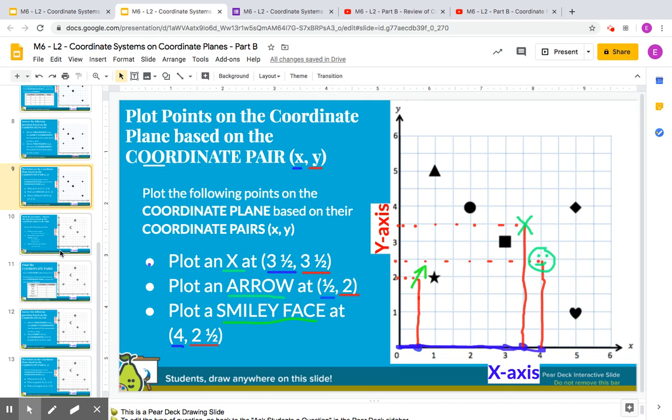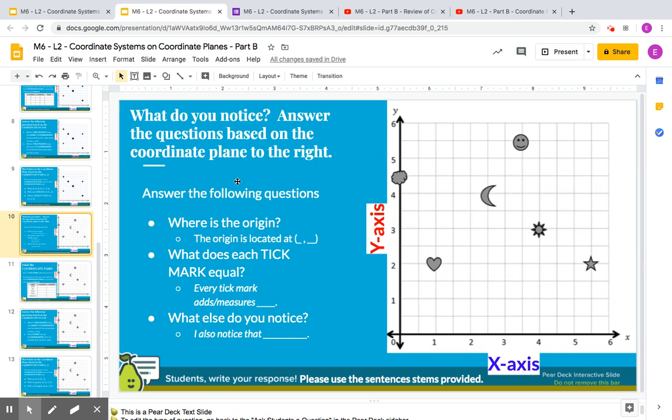You guys are going to continue this work using another coordinate plane. The questions are extraordinarily similar. You're first going to notice, look at the origin, look at the tick marks. What else do you notice?